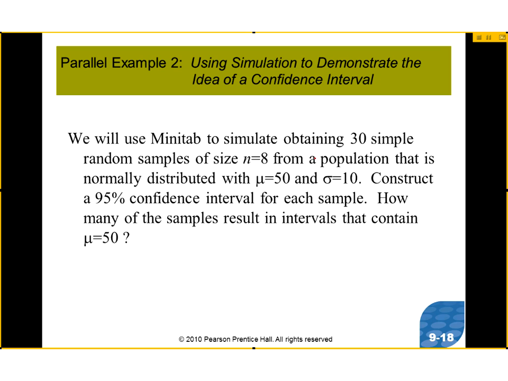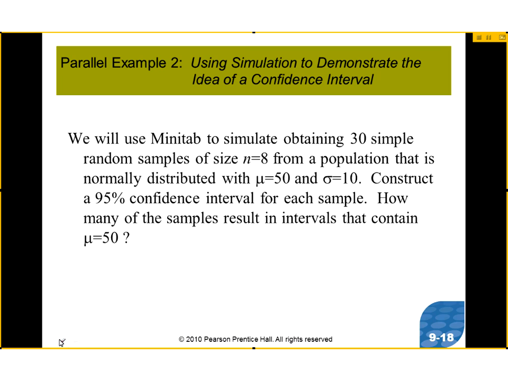Okay, so what they did here is they used Minitab for a simulation, and they did 30 simple samples. Each sample had 8 different data points in it. So they really had 8 times 30, 240 pieces of data, but they broke them into 30 groups. They said here it's a population that's normally distributed with a mean of 50 and a sigma of 10, which is not as important as what's going on, but they wanted to construct a 95% confidence interval for each sample. So how many of these samples actually result in an interval that contains mu equals 50?